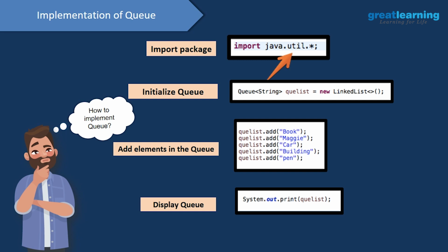So let me show you how you can implement queue using the collection framework. First we need to import the util package, then we need to initialize the queue. How can we initialize? We can use queue or we can use priority queue. I will show you how to use both, okay? Now come the elements. How can you add an element? We use the .add method to add the element in the queue, right? And if you want to display the queue, the normal thing, write System.out.println, then pass your queue name, right?